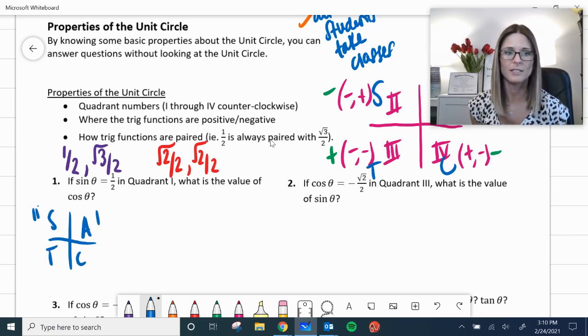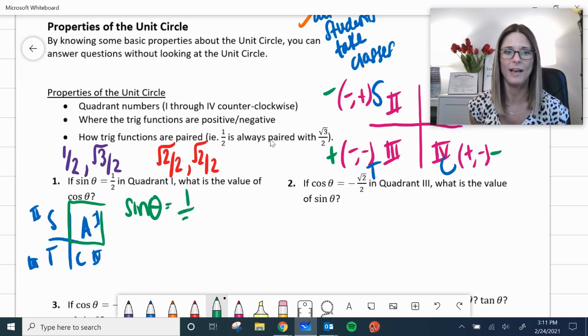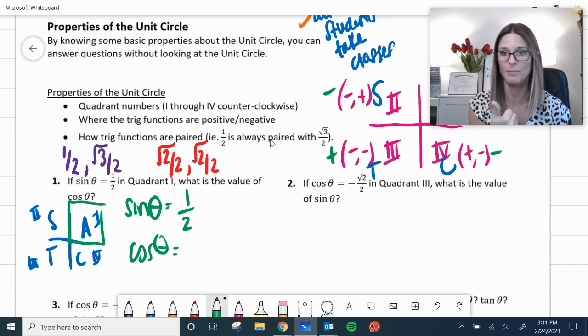This is first, second, third, and fourth quadrants, okay? If sine is positive, so they've already told us we are in the first quadrant. Sine is 1/2. Sine theta is 1/2. What is the value of cosine? Okay, in the first quadrant, all of my trig values are positive, so I know cosine is going to be positive. And my special marriages, 1/2 is always paired with square root of 3/2.